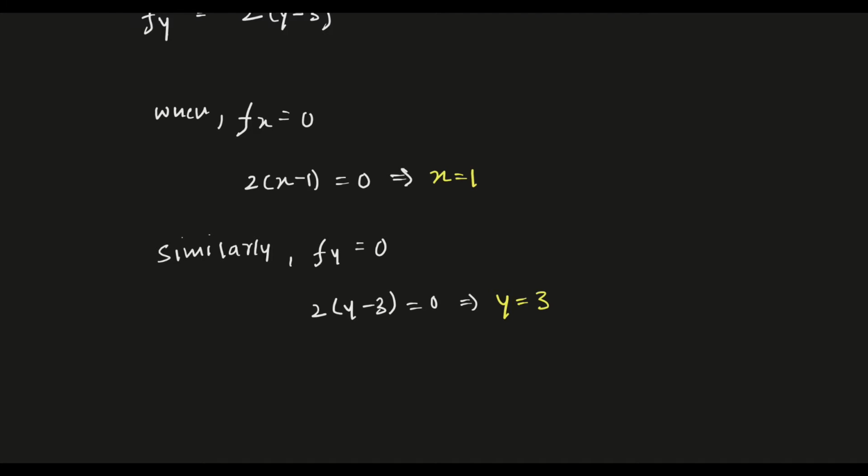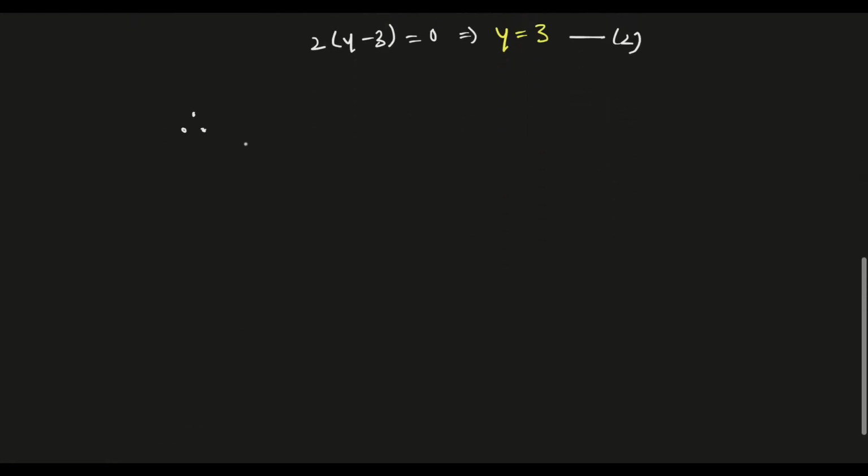Therefore, from this and this, we have the critical point as 1 comma 3. Sorry, this is 3.